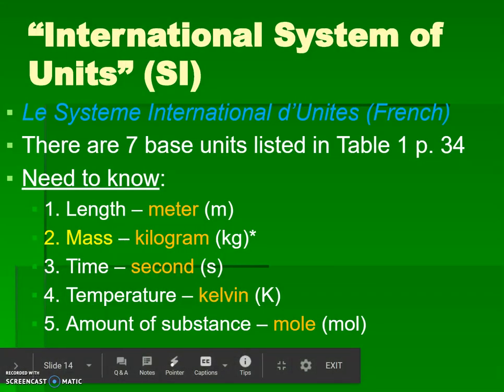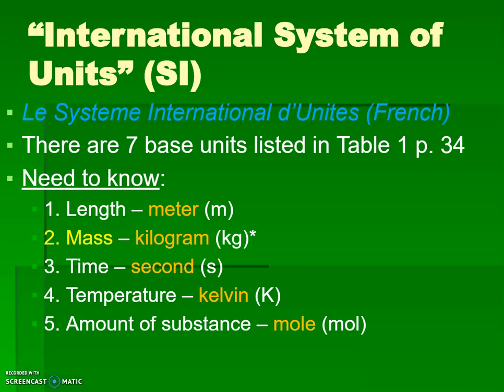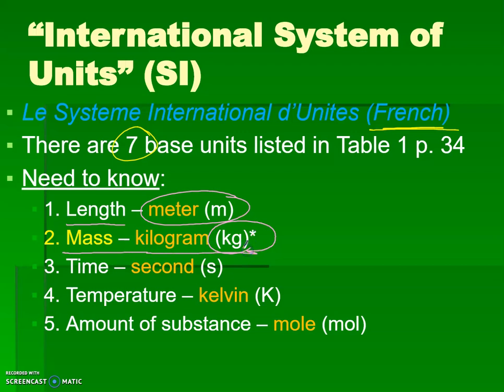So the metric system is also known as the International System of Units. So Système International des Unités, if you want to get technical, because it is actually French. In your textbook, there are 7 base units. There's really only 5 that we're going to use in this class. So you'll see those for length as meters. Okay, and for mass, the base unit is actually kilograms, not grams.